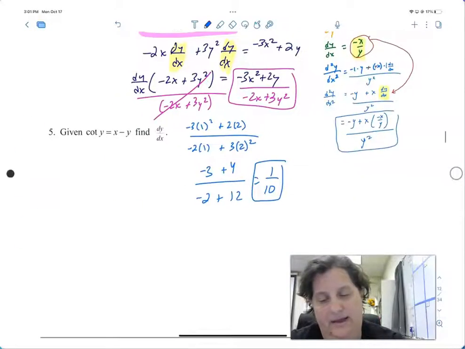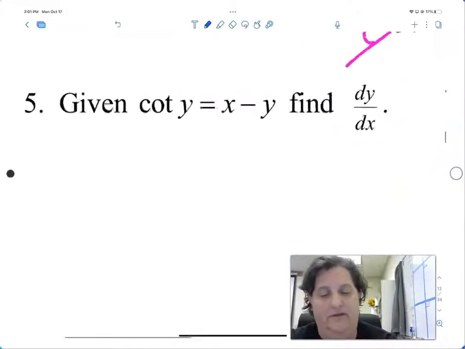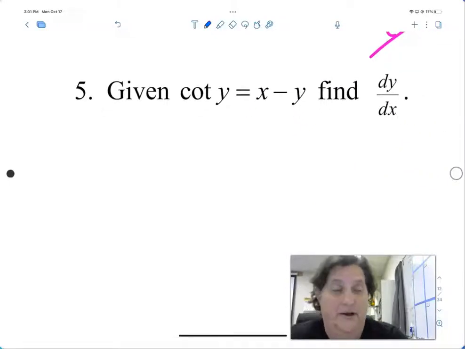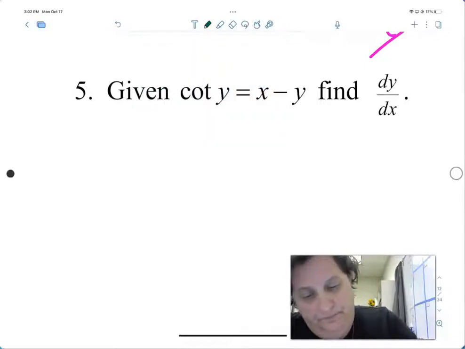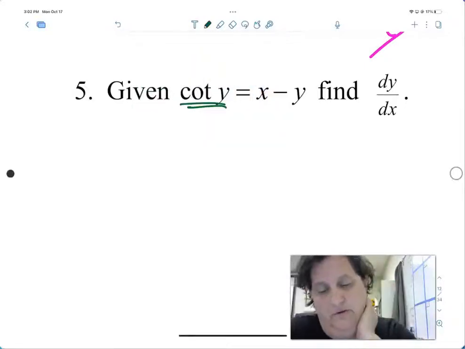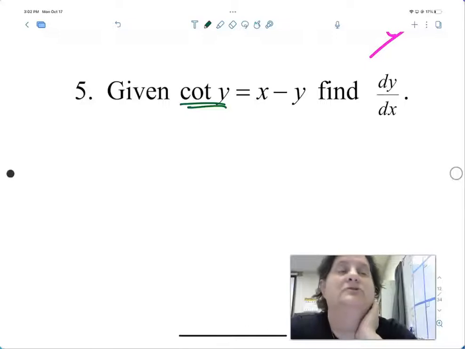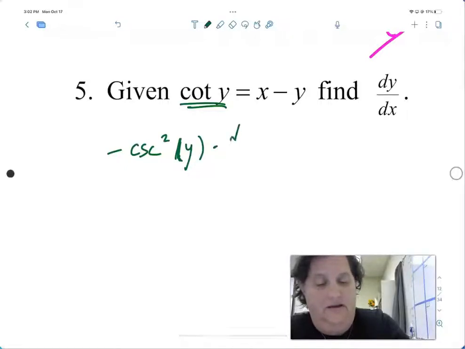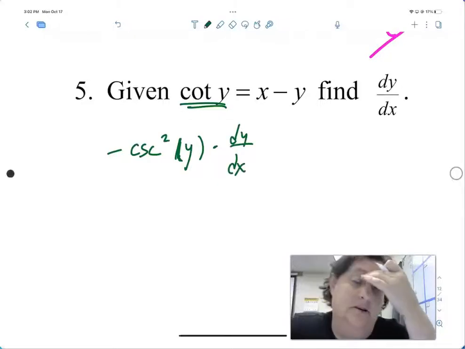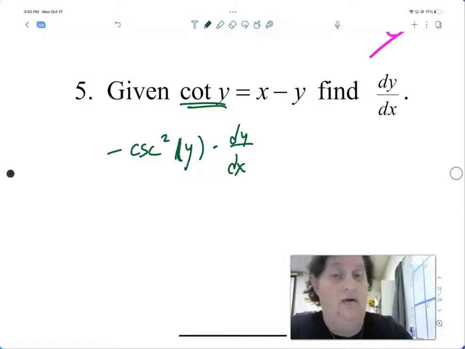All right, last question real quick, just a little bit more of an interesting implicit question, okay? All right. My friends, whew, this is rough. What's the derivative of cotangent? So derivative of cotangent is negative cosecant squared of y. But then this has a derivative too, right? dy/dx. So it's still like chain rule. Any y is going to have a dy/dx. Okay?